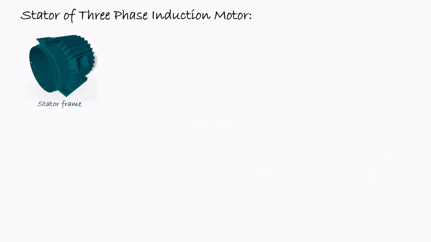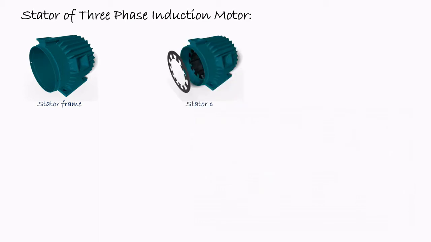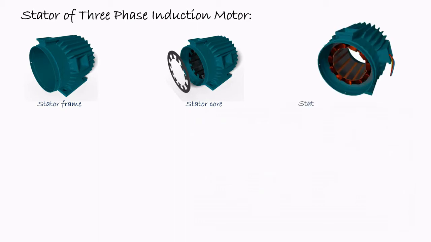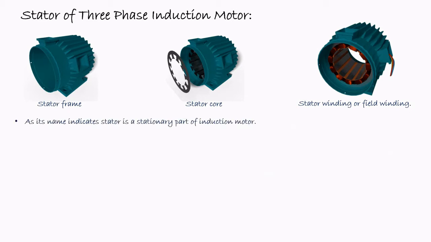Now the stator of the three-phase induction motor. The stator of the three-phase induction motor has three parts, that is the stator frame, next is the stator core and the stator winding or the field windings. As its name indicates, the stator is basically the stationary part of the induction motor, and it is used to cover the rotor and other parts from dust and moisture.